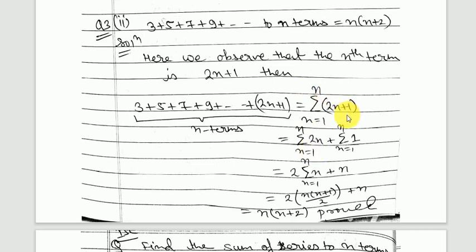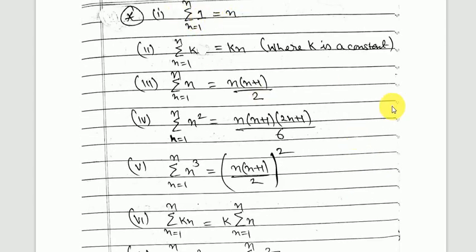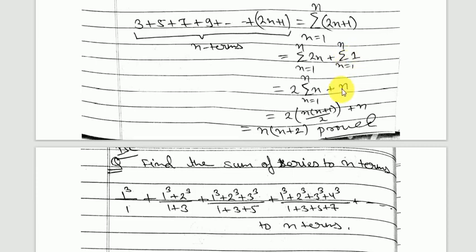Now we will open the bracket for this summation. We can write it as summation of 2n from n equal to 1 to n, plus sign because here is plus, then summation of 1 from n equal to 1 up to n. Here you can see 2 is constant, so 2 will come out. Then we are left with summation of n from n equal to 1 up to n. And you know that summation of 1 from n equal to 1 to n is nothing but n.